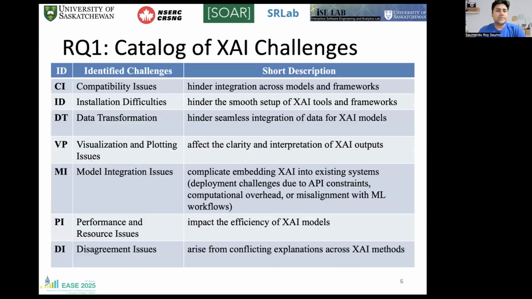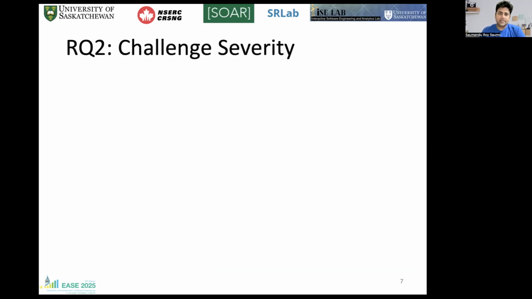So, for the answer to the research question on the catalog of XAI challenges, we categorized the challenges into 7 types. We can see compatibility issues, installation difficulties, disagreement issues, and so on. The most common ones are model integration, disagreement among XAI techniques, and tool usability. These categories help us understand the kinds of issues that frequently arise in practice and guide why tool support is needed.